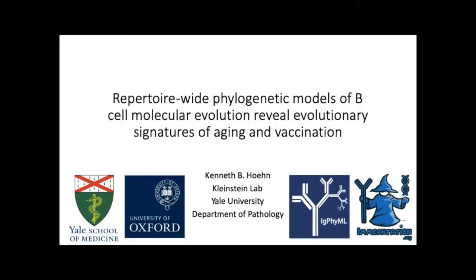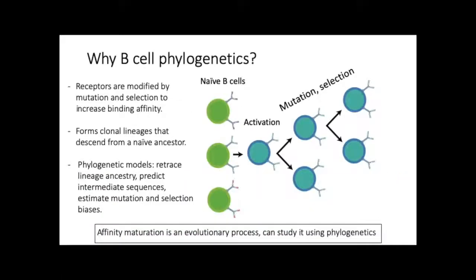All right, hello everyone. So I'm going to talk about some new applications of new B-cell repertoire phylogenetic methods we've developed. But first, why? The biological basis for a lot of these techniques is the fact that during affinity maturation, B cells undergo mutation and selection to increase binding affinity. This creates B-cell lineages which descend from a common naive ancestor, and this fact allows us to use phylogenetic techniques to retrace this ancestry, to reconstruct intermediate sequences, and to study the types of mutations that occur in B-cell lineages.